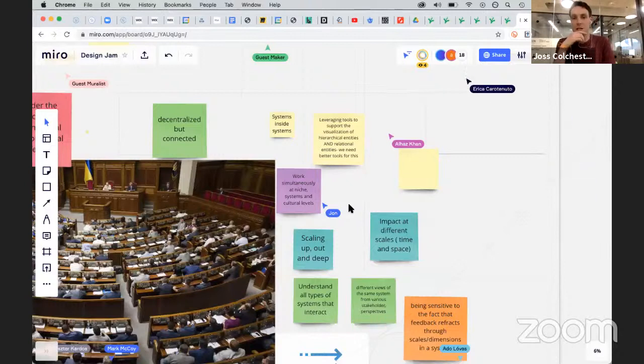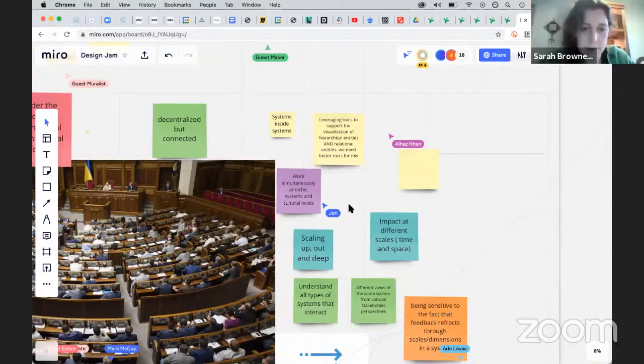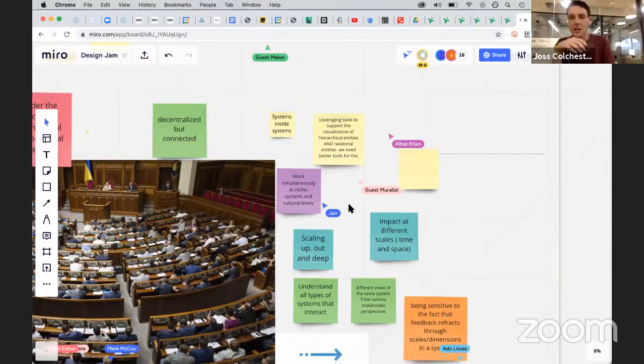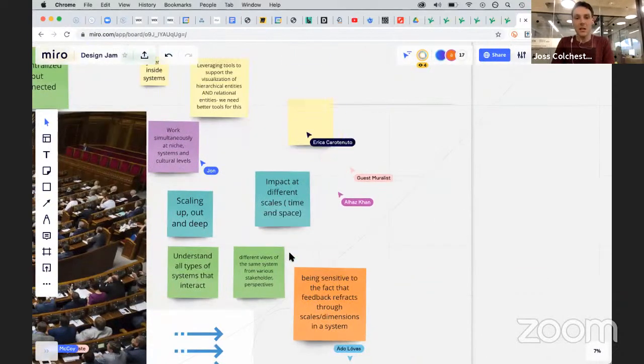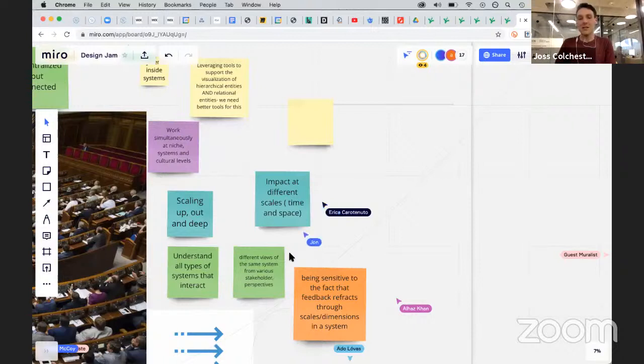Okay, systems inside systems, leveraging tools to support the visualization of hierarchical entities and relational entities. We need better tools for this. Yeah, being able to nest things inside of others and see them at different scales instead of one-off isolated parts. So impact at different scales, time and space. It's expanding, we're really talking about expanding, I guess, holism, that's the nature bit. You're always expanding, aren't you? And trying to almost bring in more complexity and deal with more complexity so that you can get something more realistic.